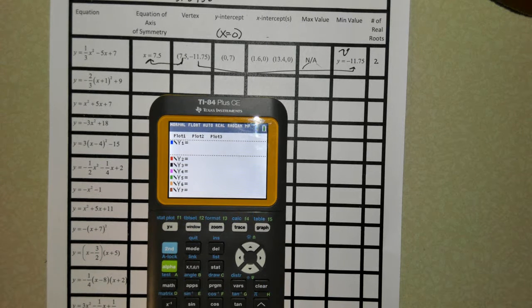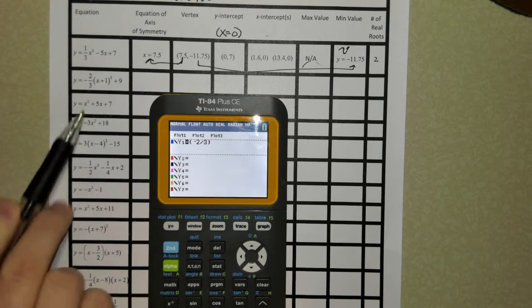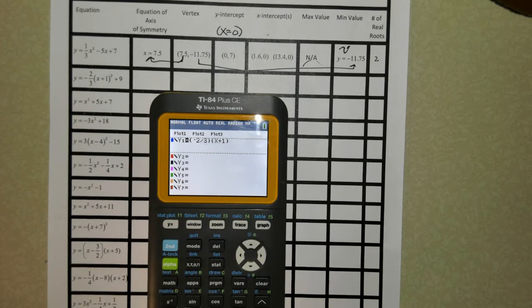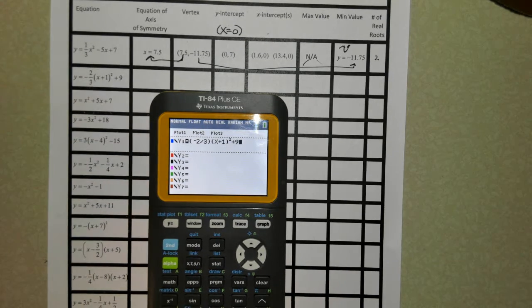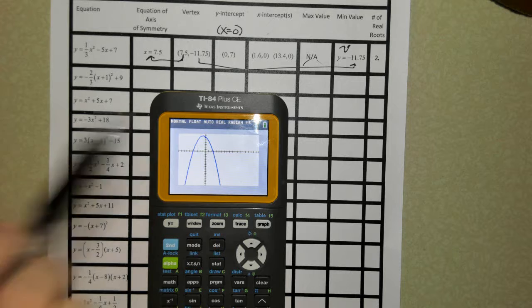Okay, we're going to do the second one. So let's type in parentheses, negative 2/3 in parentheses. Then parentheses x plus 1 quantity squared plus 9. Graph it. All right, I'm able to see the intercepts and the vertex.